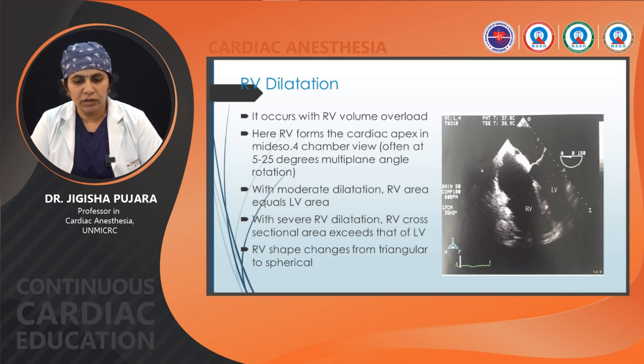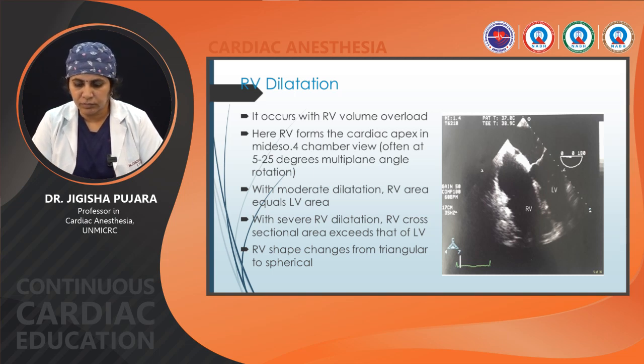With moderate dilatation, the RV area equals the LV area, and with severe RV dilatation, the RV cross-sectional area exceeds that of the left ventricle. The RV shape changes from triangular to spherical.